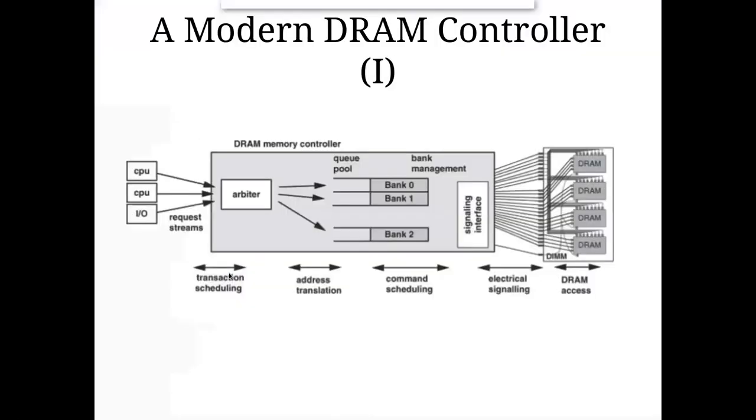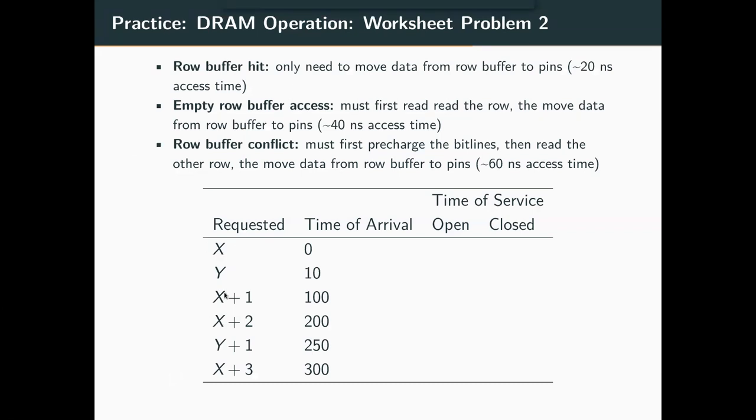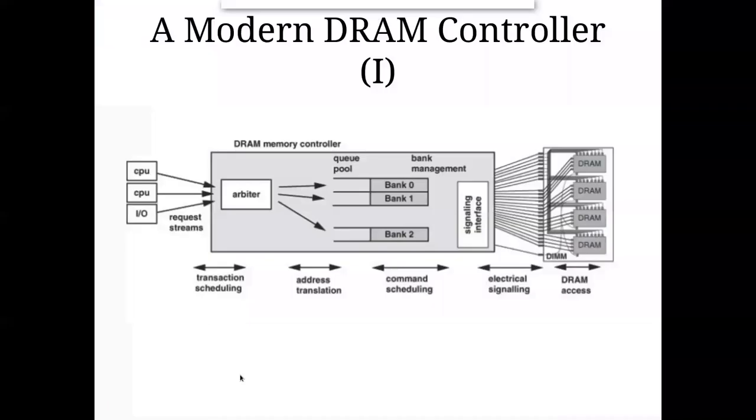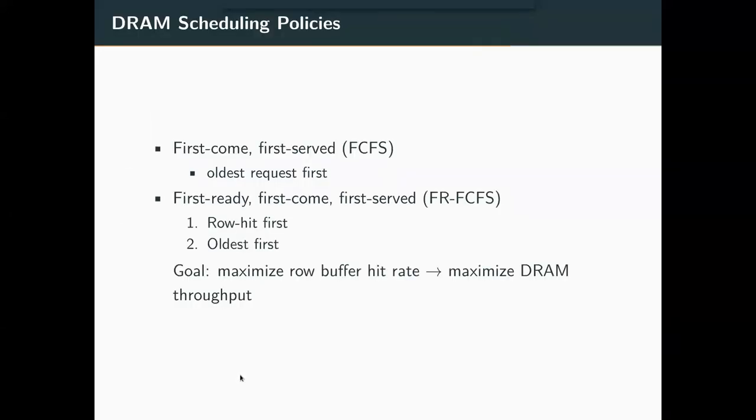What would happen above? Well, assuming that we had all of these coming in closer to the same time into our queues, we might do X and then X plus one. Maybe then at this point we would have time to go over and do Y, Y plus one, X plus two, X plus three, something along these lines, and service the ones that are going to give us these row buffer hits, which will maximize the DRAM row buffer utilization, which is a good thing.